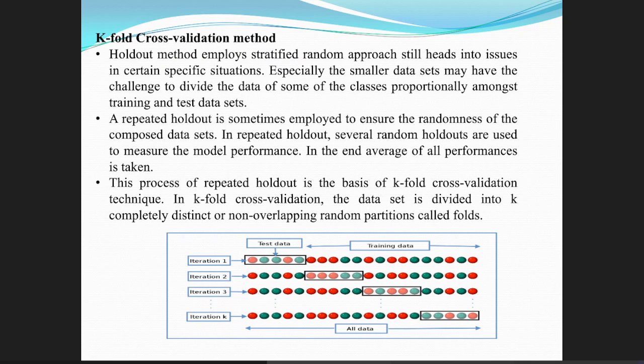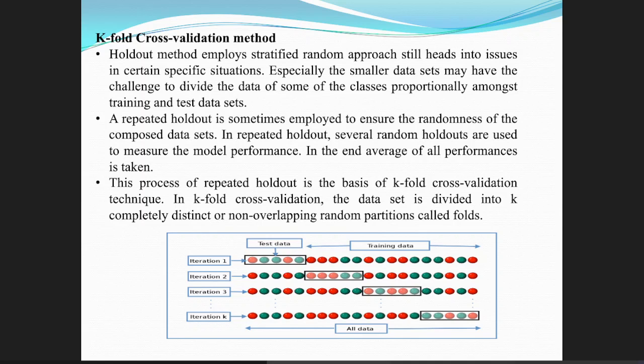Next is the k-fold cross-validation method, in which we divide the data into training and testing in different folds. Suppose we have 100 samples. The first 10 samples are used for test, the rest 90 for training. The next 10 are used for test, then the next, and at last the average of all the outcomes is taken to find out the performance of the model.